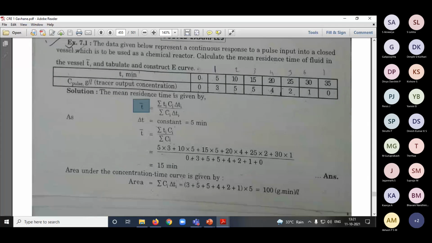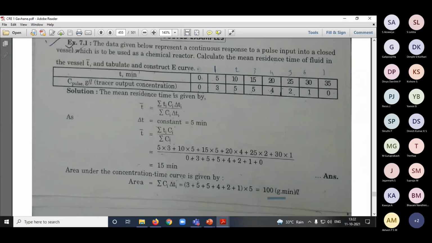Now you need to calculate the area under the curve. Area under the curve is sigma Ci into delta Ci. Delta Ci is 5. Therefore, you have to multiply Ci with delta Ci. Instead of that, you can calculate the sum of all Ci and multiply by delta Ci since it is constant. If this time variable is changing, then you have to multiply Ci with the delta Ci individually. So what you are sending is 100 gram minute per liter. That is the area under the curve, right? Area under the curve. That's what.